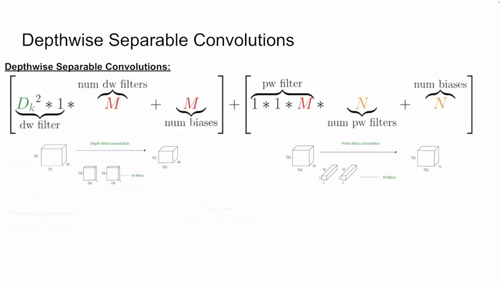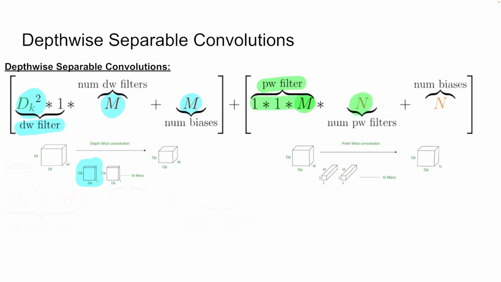Depthwise separable convolutions need to learn a lot fewer. In the first step of the depthwise separable convolution, our filters are only dk by dk by 1. That means that each of the filters that we learn in this step are only going to have dk squared times 1 parameters. And we learn one of these filters for each of the channels of our input, so we'll multiply that number of parameters by m. And then, of course, we'll add m just for the biases that we'll add to the model. In the second step of a depthwise separable convolution, we have pointwise filters. These filters are 1 by 1 by m, so we really only need to learn m parameters per filter.